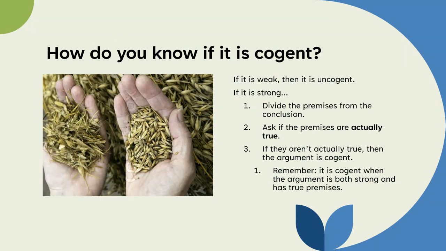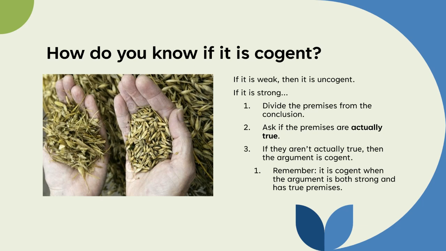All right, next question. I said first you ask the question whether it's weak or strong, and then you ask the question whether it's cogent. Now, here's the deal. If you answered the first question with weak, if the argument is weak, guess what? Automatically uncogent. However, if the argument is strong, guess what you're going to do next?